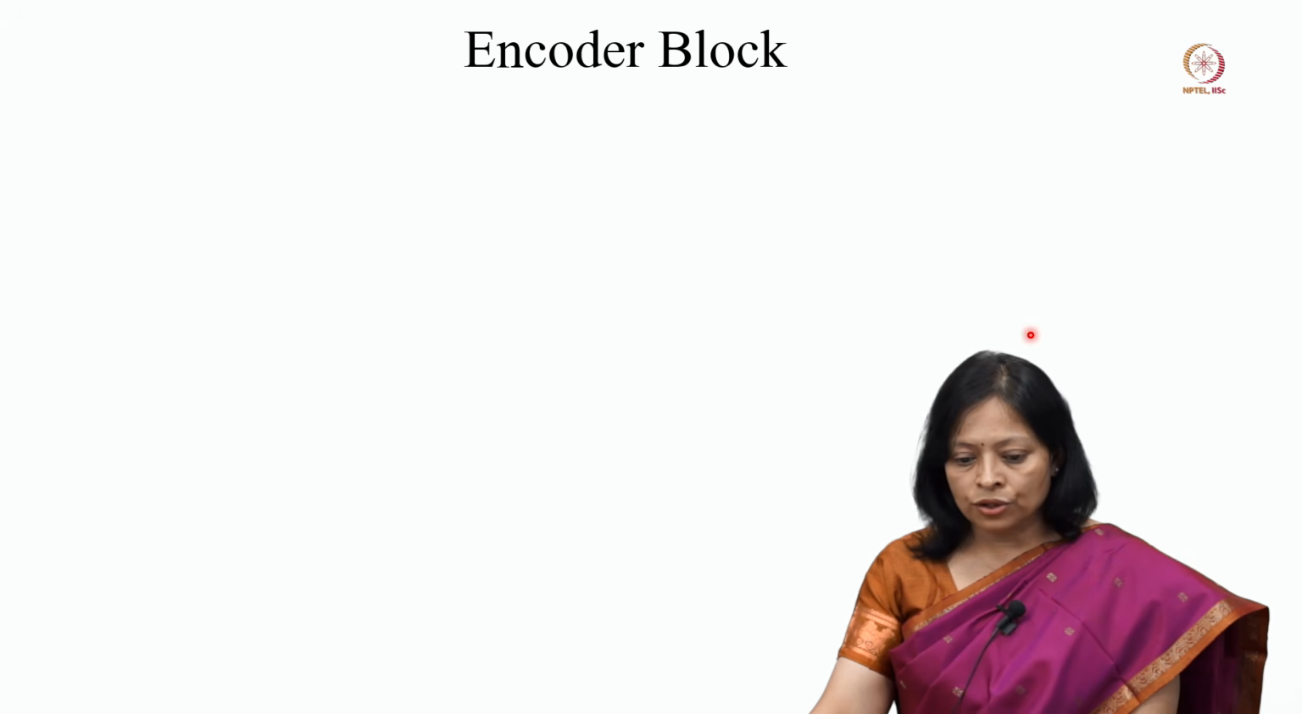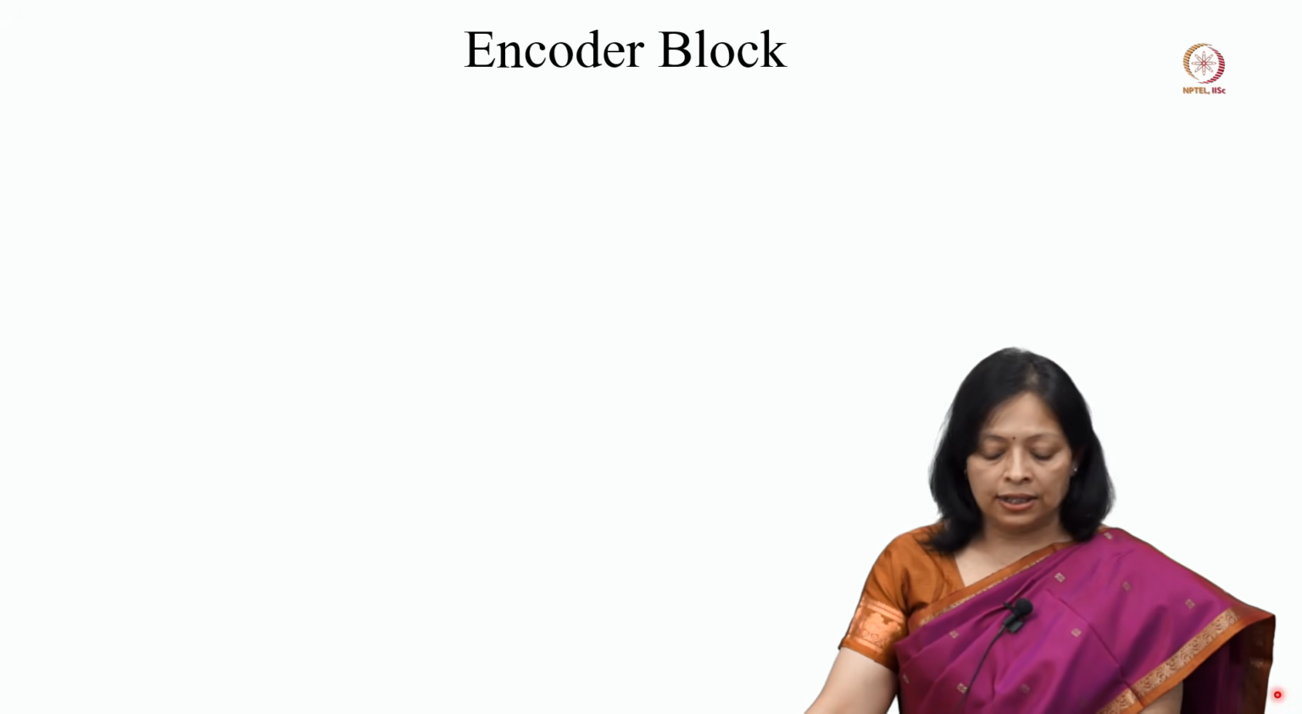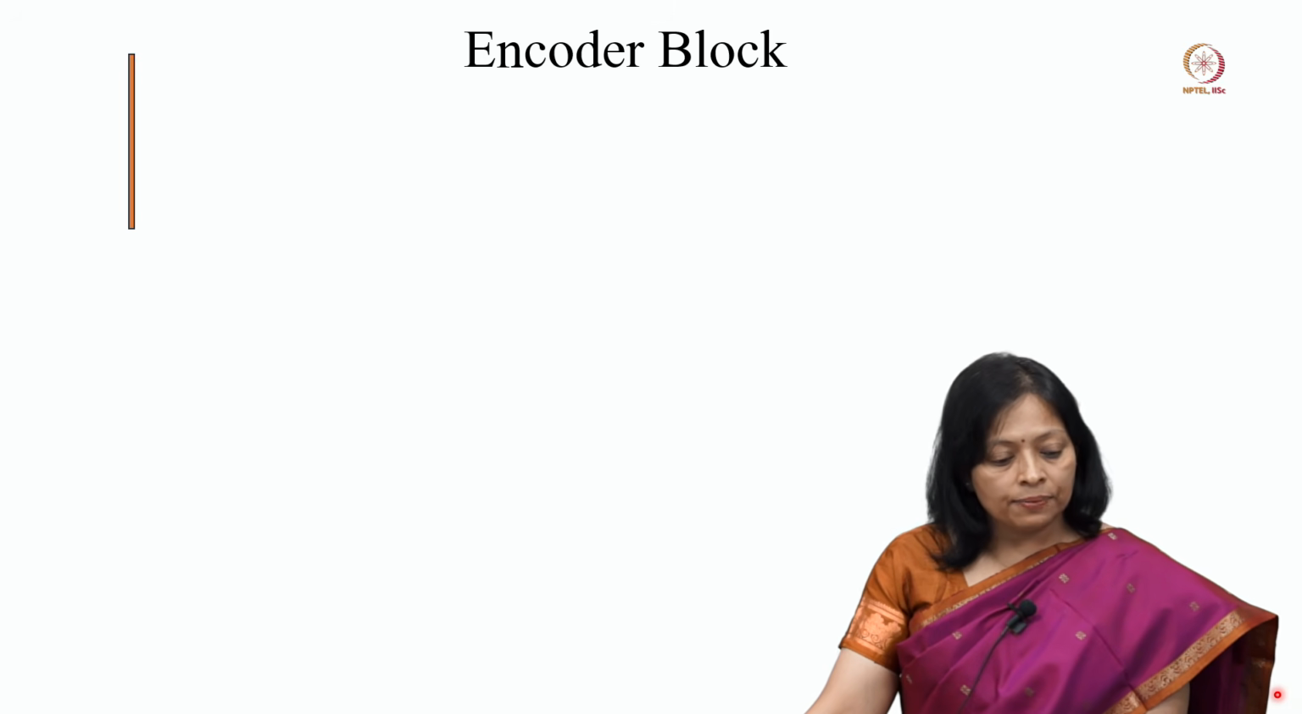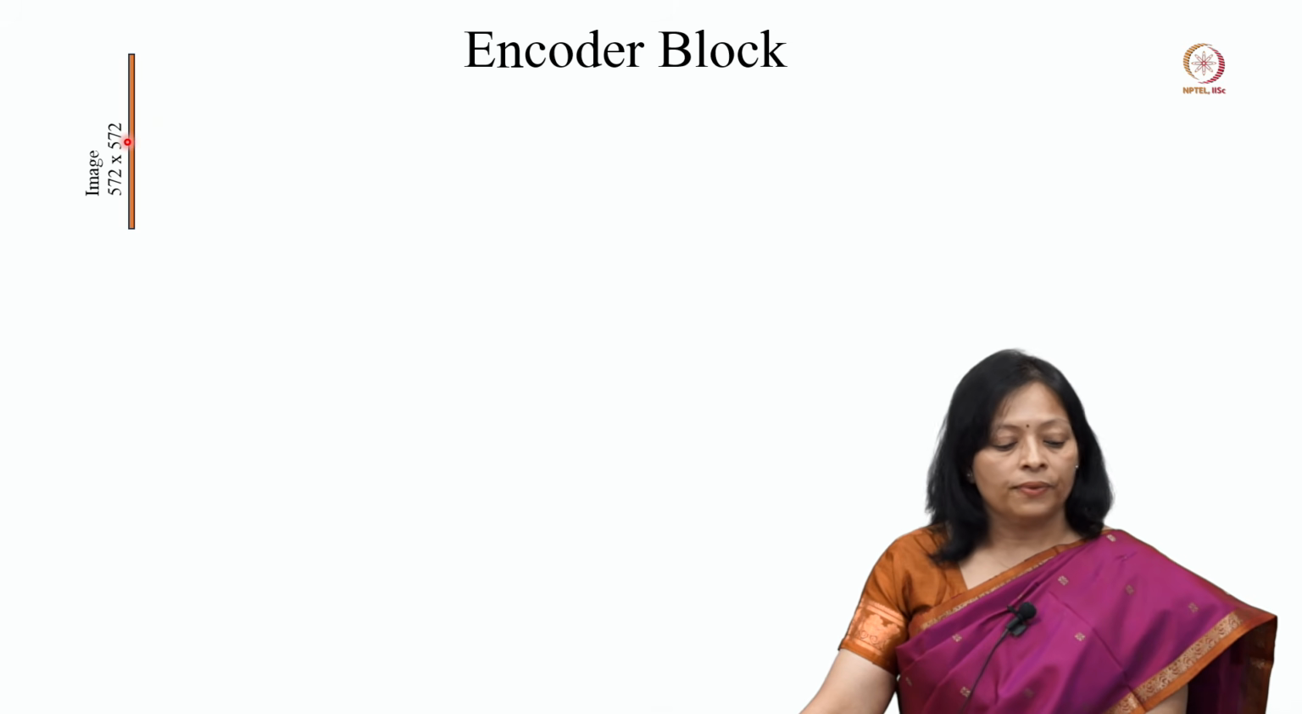Now we will look into each of these blocks separately. First we will look into the encoder block and how it works. Suppose we have an image of size 572 cross 572.